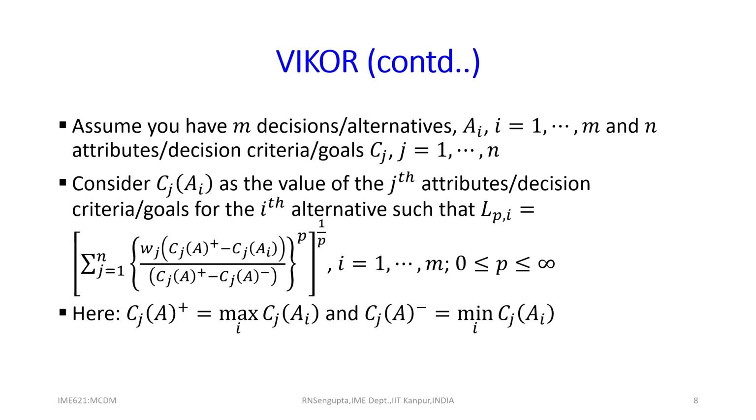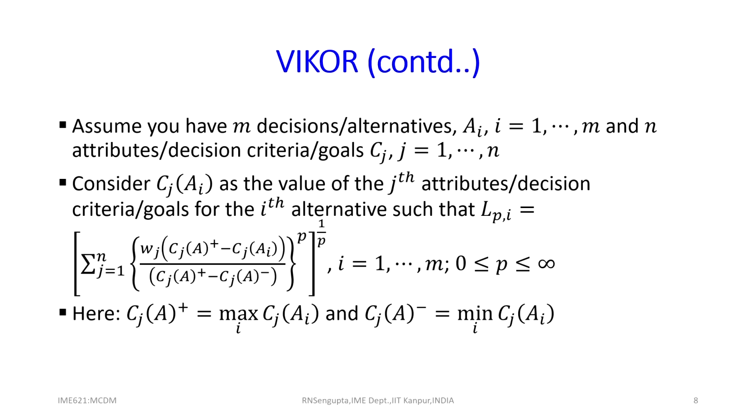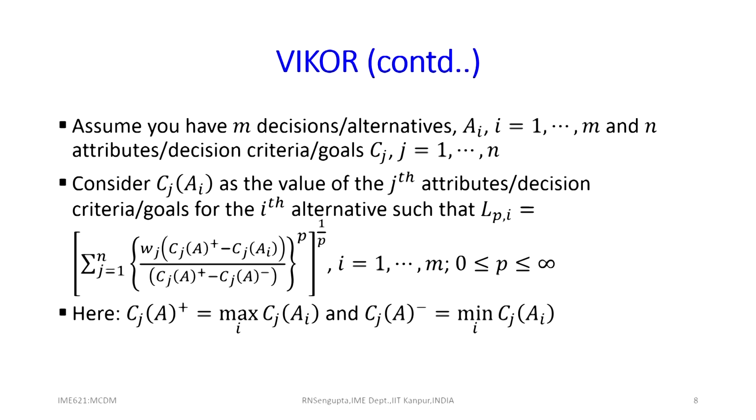Assume for the method VIKOR again the same set of assumptions: m number of alternatives, m as in mango, A 1 to A m, and n number of criteria. So, A 1, A 2, A 3, A 4 till A m are the alternatives, C 1, C 2, C 3 till C n, n as in Nagpur, are the criteria. We will consider C j A i as the value of the jth attribute decision for the ith alternative.